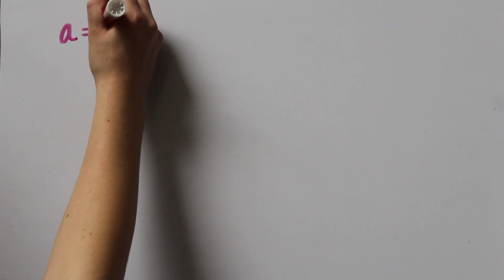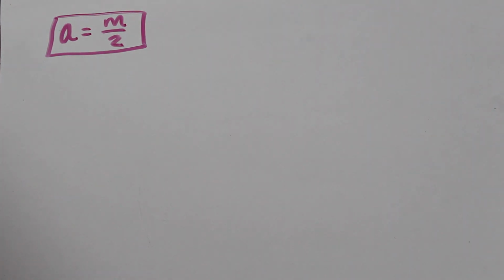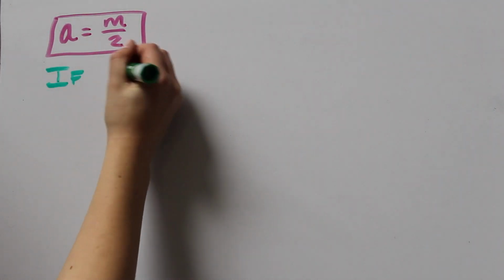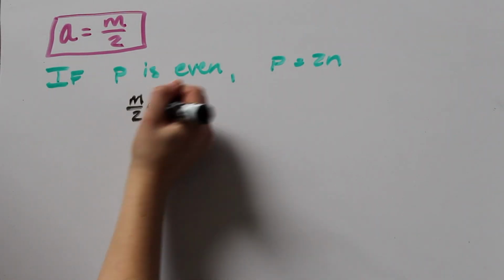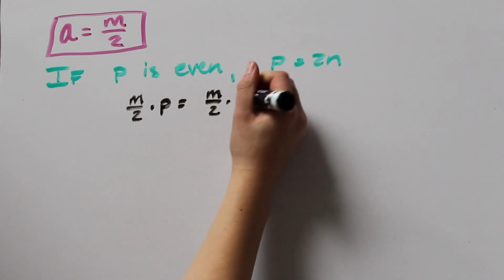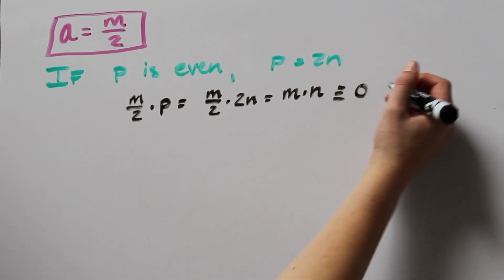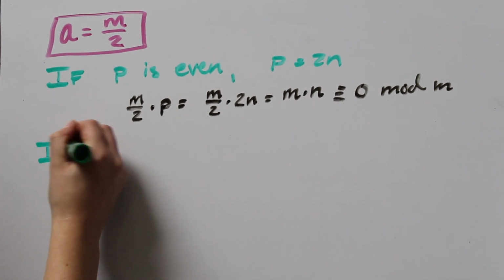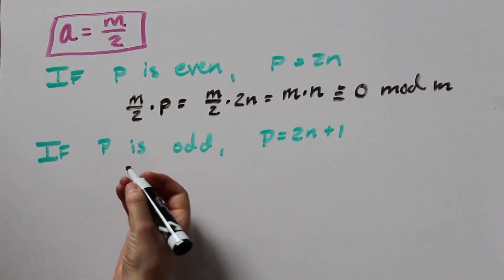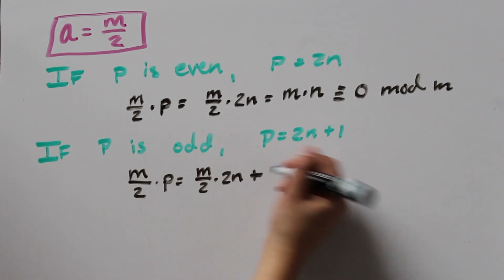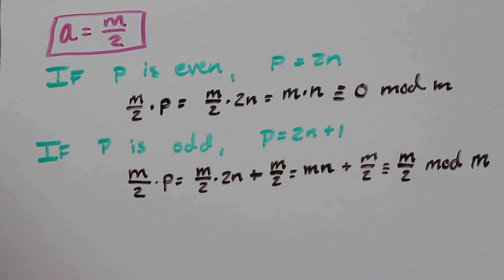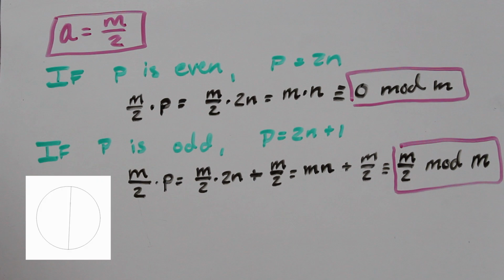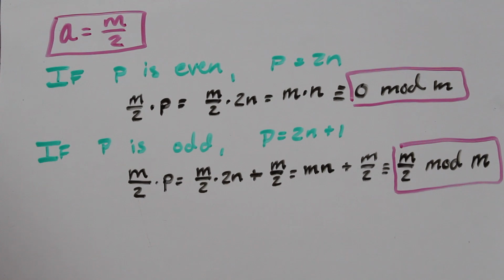If you recall my previous videos on modular arithmetic, you can think of what's going on here through that lens. If P is even, then P equals 2n for some number n. Then M over 2 times 2n equals M times n, which is congruent to 0 mod M. And if P is odd, then P equals 2n plus 1. And doing some algebra, we see that P times A is congruent to M over 2 mod M. So again, the binary mapping of every point to either 0 or M over 2 creates the pattern that we see in the tables of this class.